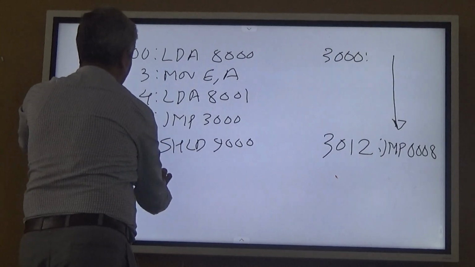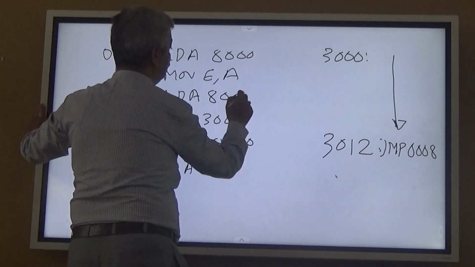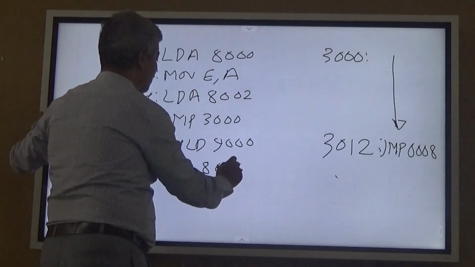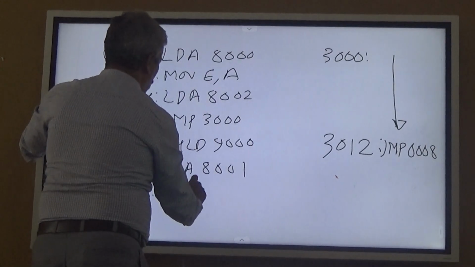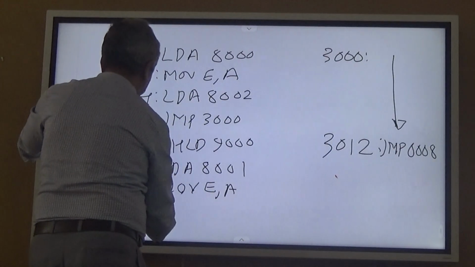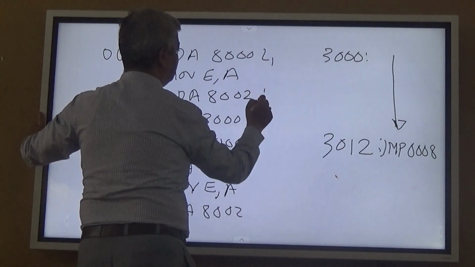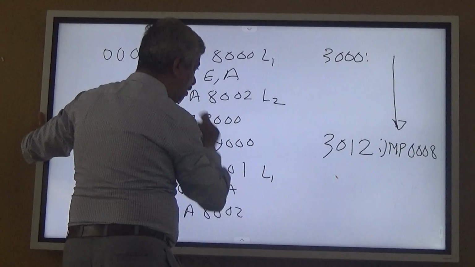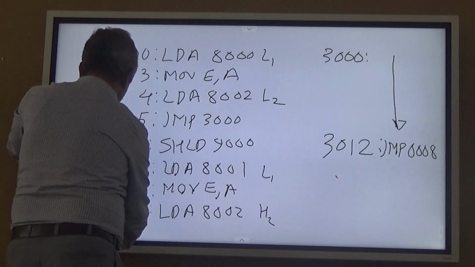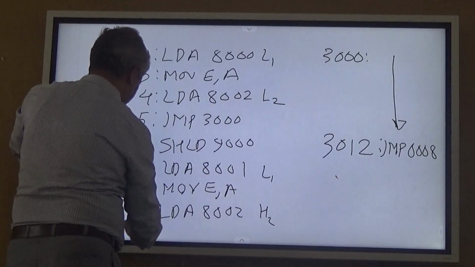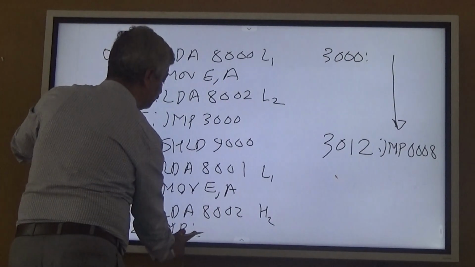LDA 8000. Oh, now a mistake happened. It should be 8002. LDA 8001. B C D E. Move A to E. LDA L1 L2, L1 L1 H2. Then jump 3000.